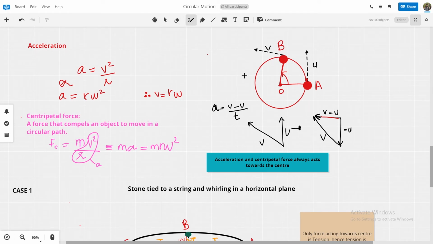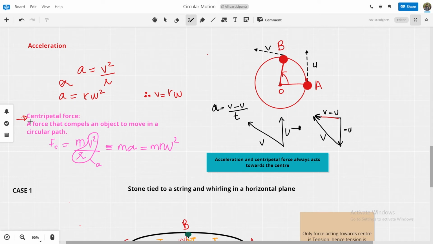Since the body is moving in a circular motion, there has to be a driving force which drives the body in a circular motion. That driving force is called a centripetal force, a force that compels the object to move in a circular path. So whenever there is a driving force, there is an acceleration, and acceleration is a vector quantity, so it has direction. So let's see where the acceleration is directed in this case.